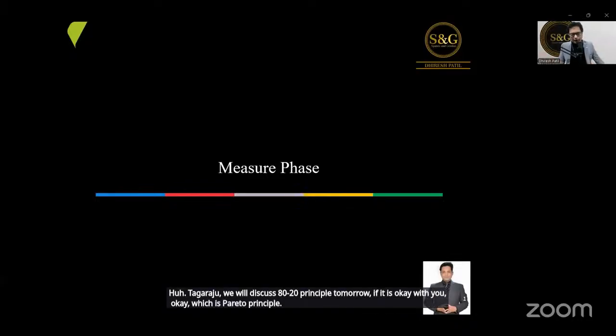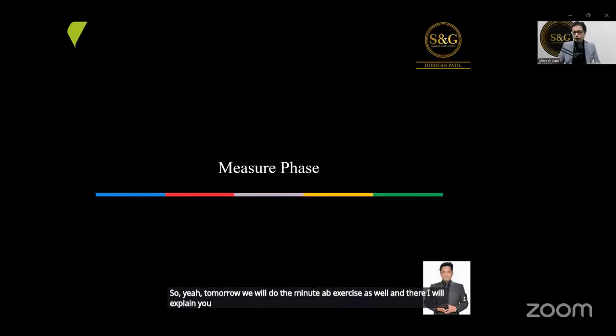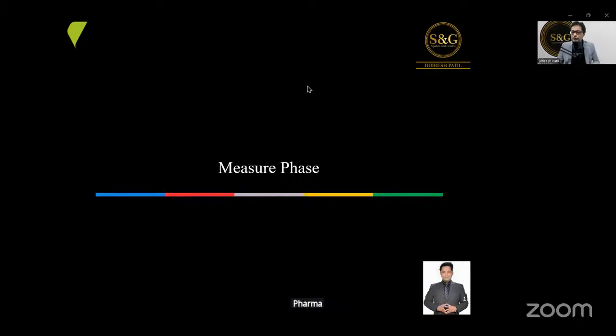If you remember during our yellow belt session also we have discussed that, with the examples of check bouncing cases, if you remember, okay, and the monthly expenses reduction, right? So yeah, tomorrow we will do the Minitab exercise as well, and there I will explain you with one example as well, okay. Pharma background also, Gilgis, surely Deepak, you are from pharma, is it?